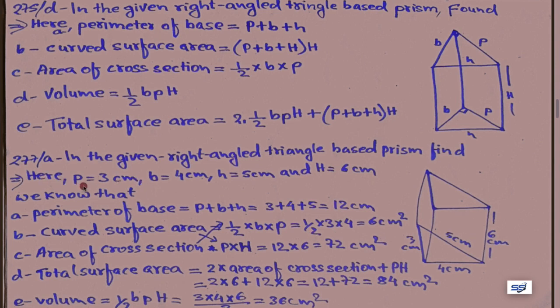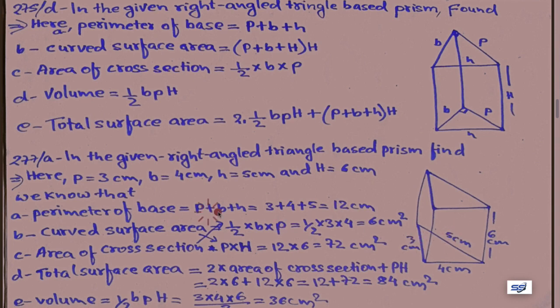See here, P is equal to 3 cm, B is equal to 4 cm, H is equal to 5 cm and H is equal to 6 cm. Here, this is H, 5 cm, 4 cm, 3 cm. In this way, some information is given in this prism. We know that the perimeter of base, it means now the base is 4, 3, 5.